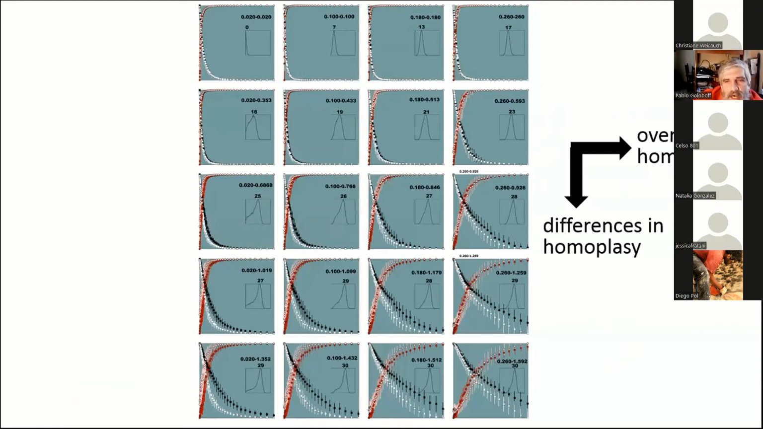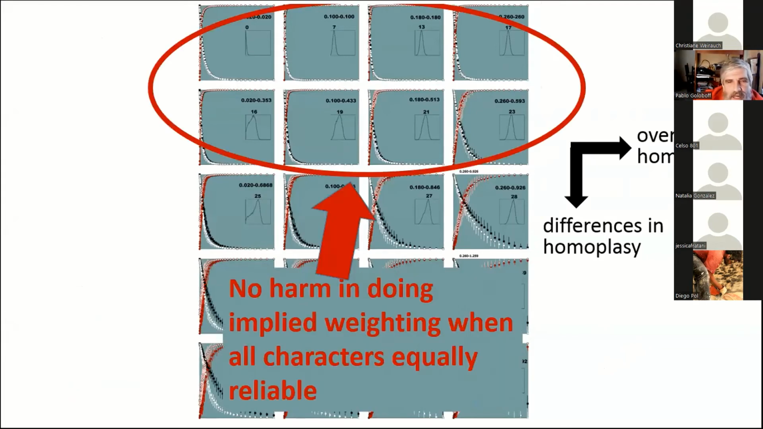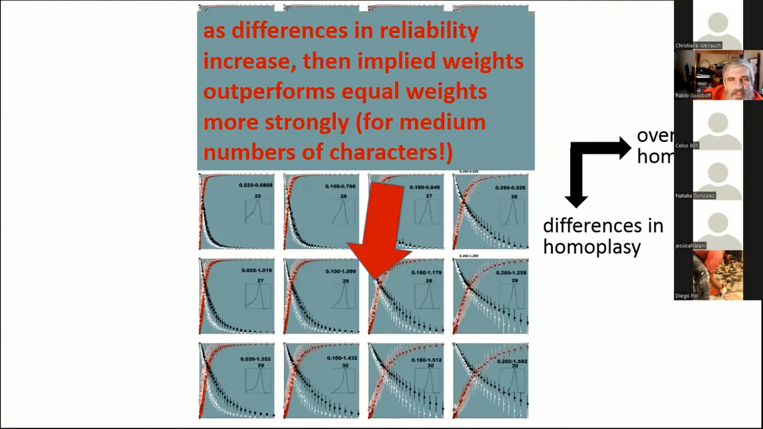You can see that when there are small differences in homoplasy in the characters, there is no harm in doing implied weights, because in that case, all characters are equally or almost equally reliable. But as differences in reliability increase, then implied weights outperforms equal weights more strongly, and for medium numbers of characters.